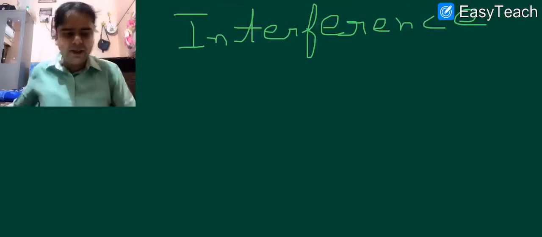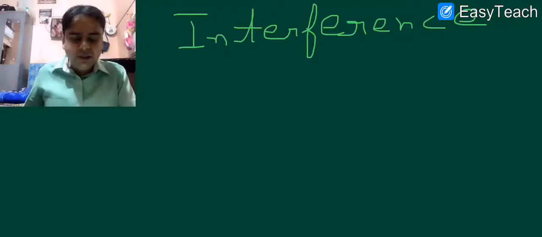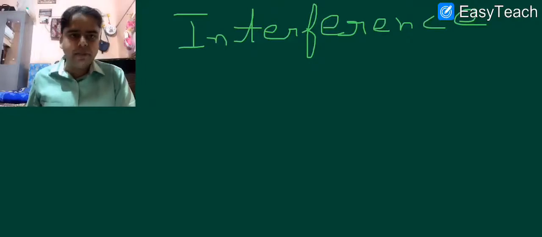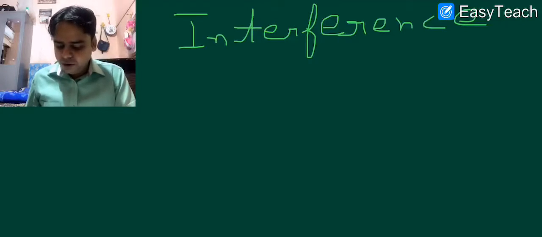The question is very interesting. In Young's double slit experiment, the distance between the two slits S1 and S2 is 1 mm. Please note down this question. This is a very important question. In Young's double slit experiment, the distance d between the slits S1 and S2 is 1 mm. What should the width of each slit be so as to obtain 10 maxima of the double slit pattern within the central maxima of the single slit pattern?